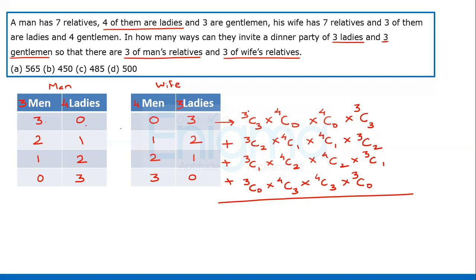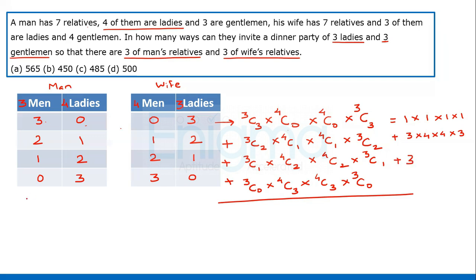Now, 3C3, that is nothing but 1. 4C0 is also 1. So it becomes like this. Plus 3C2, that is 3 into 4 into 4 into 3, plus 3C1, that is 3.